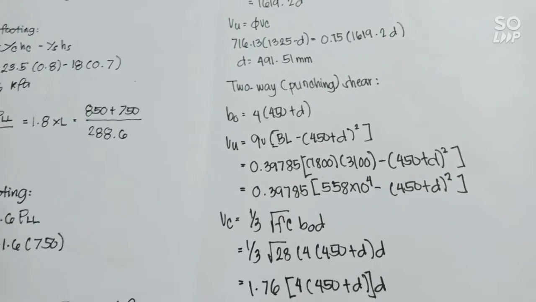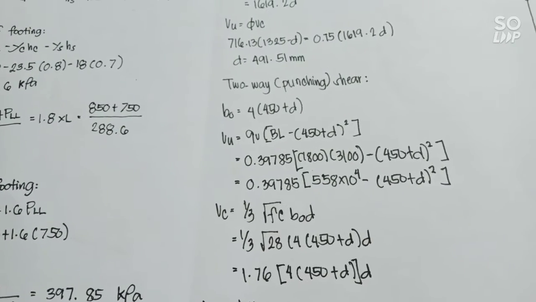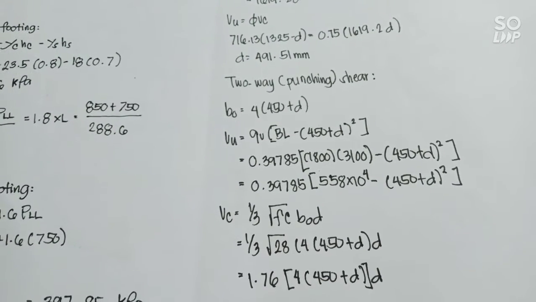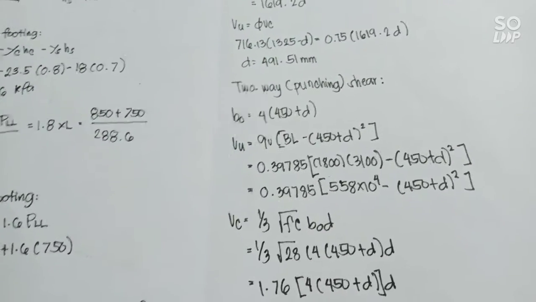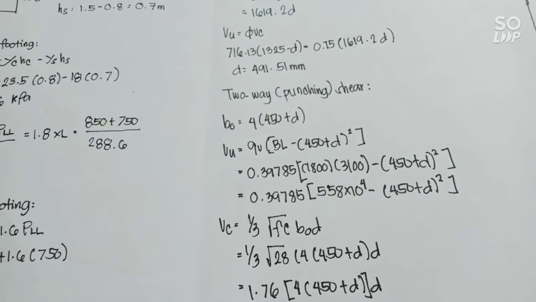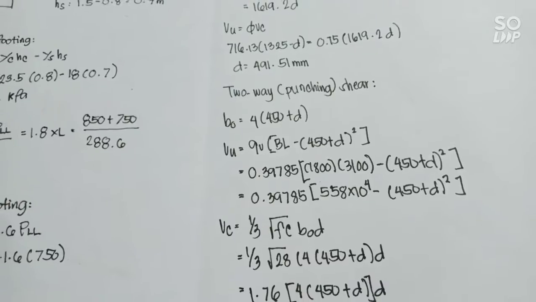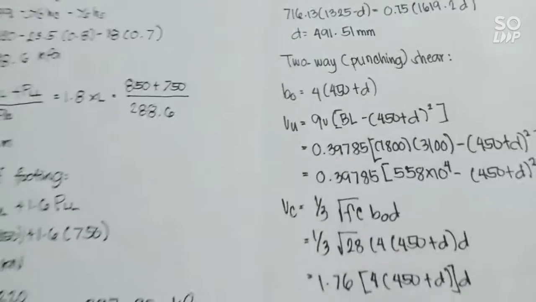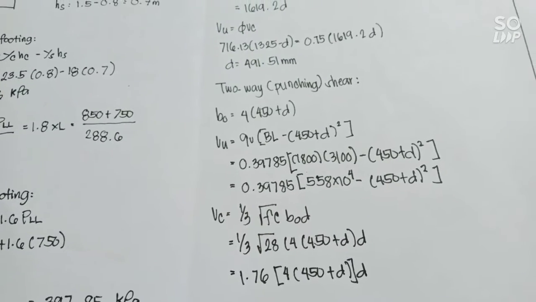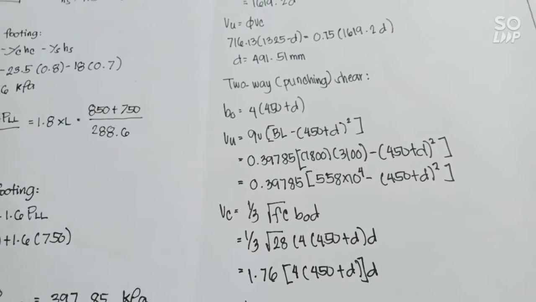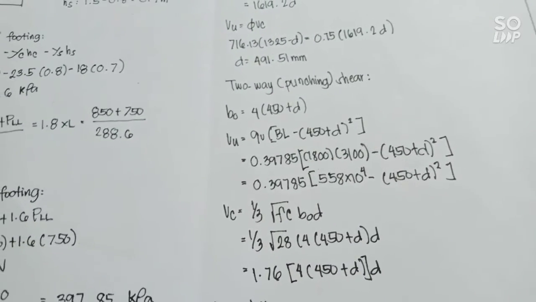So substitute our QU, which is 0.39785, times the width of the footing and the length, which is 1800 times 3100, minus the BO, which is 450 plus d squared. Our answer for the factored shear force is 0.39785 times 558 times 10 raised to the power 4 minus 450 plus d squared.